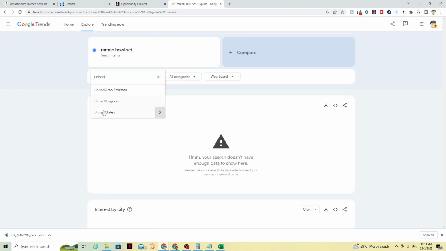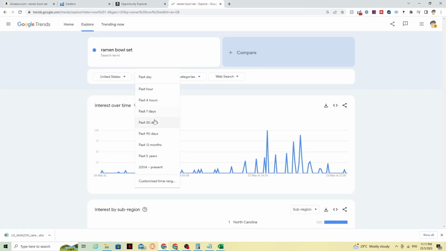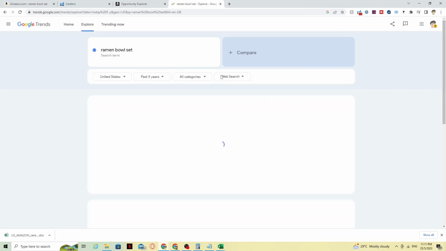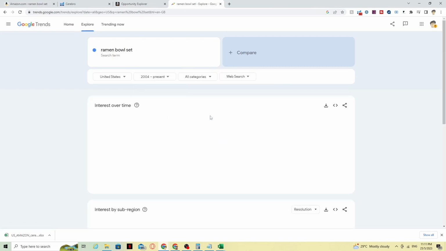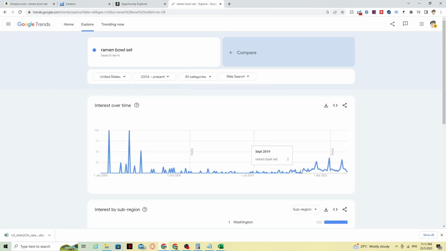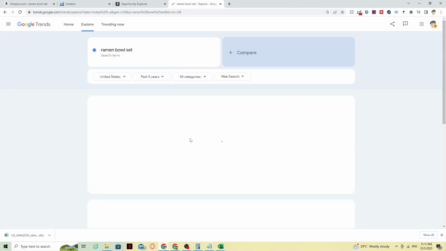United States. And not past day, but 5 years. Okay, so if it's like this, maybe 2004, since they start cataloging this. Okay, so I do see some level of seasonality. Past 5 years will give us a more obvious trend here.